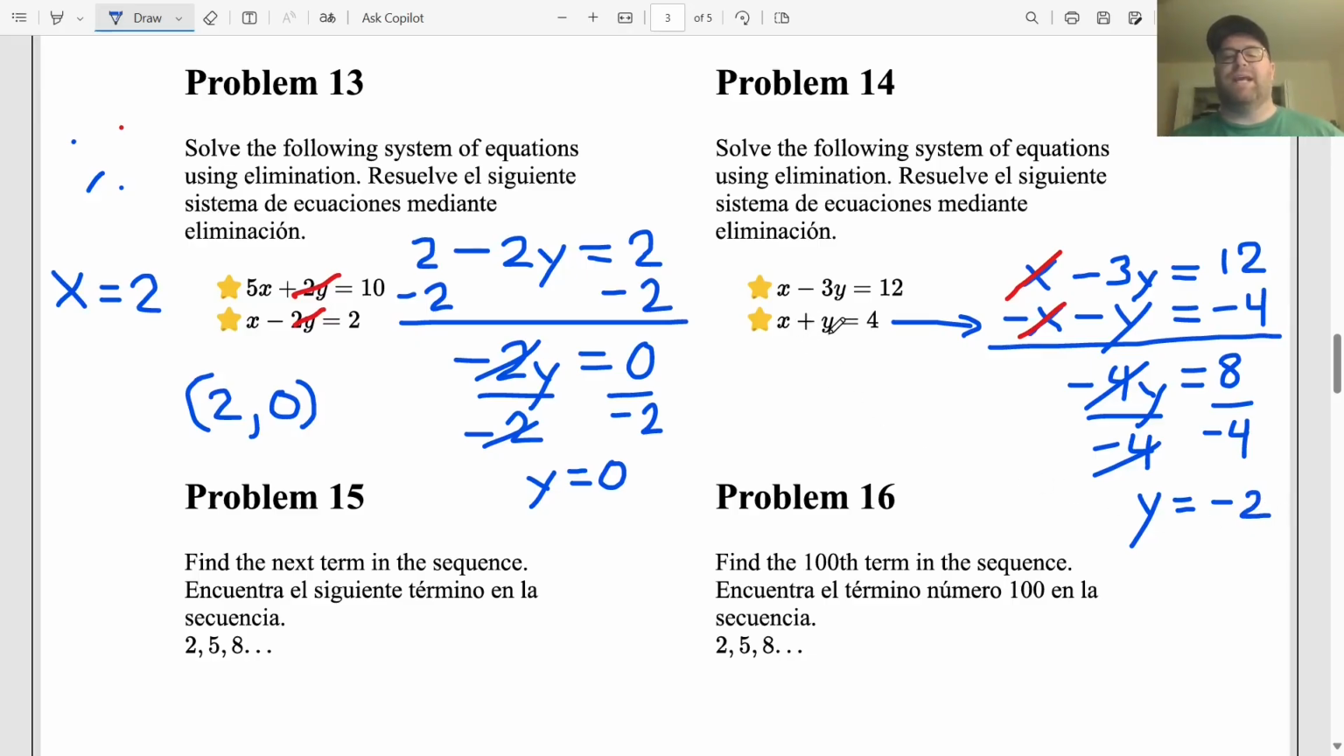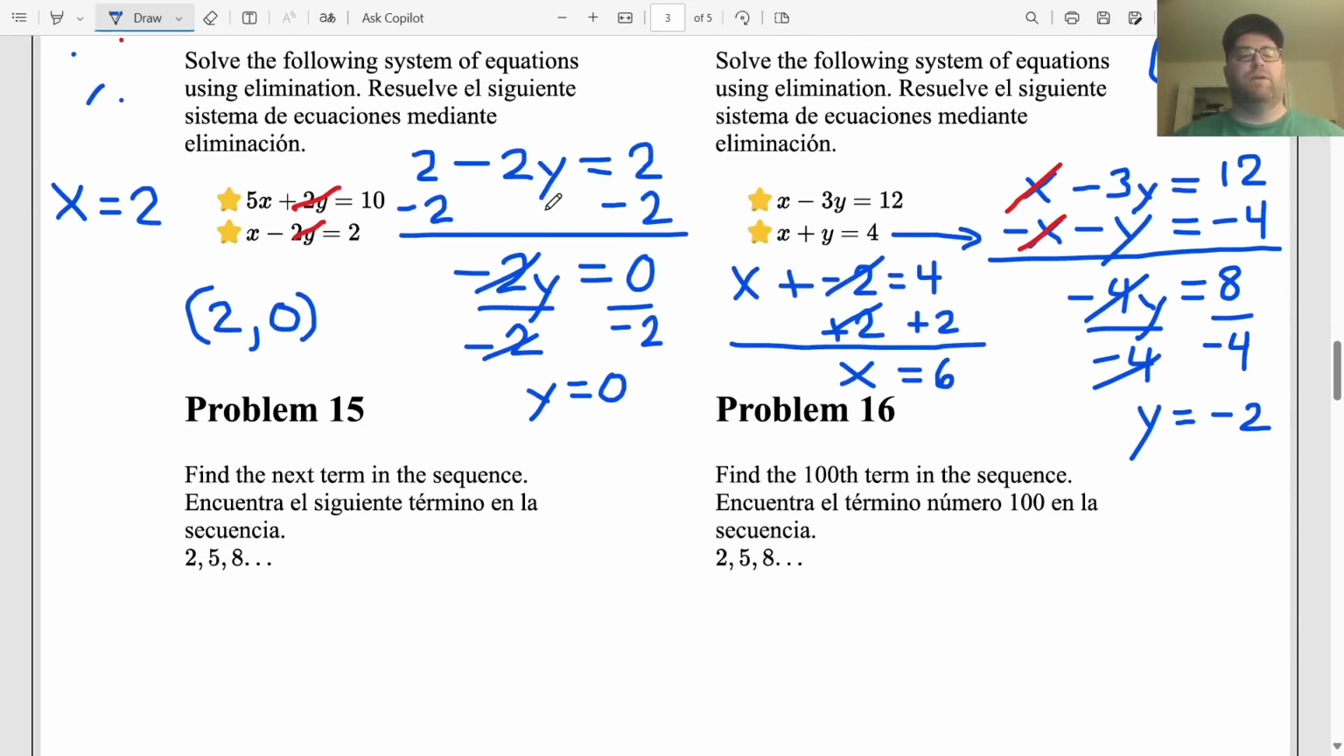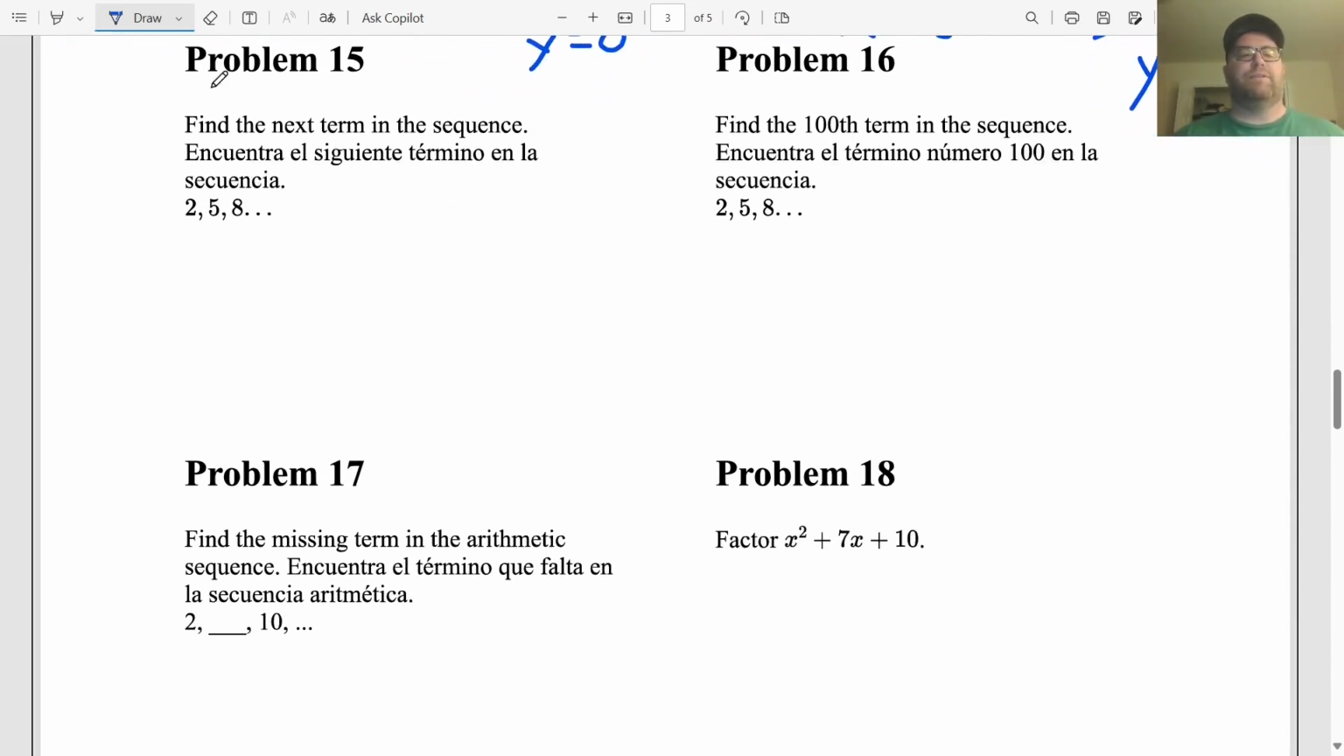Okay, now we have this equation, x plus y equals 4. So let's substitute in y. So x plus -2 equals 4. So to get rid of the -2, we have to add 2 to both sides. Two minus 2 is 0. These cancel, and we get x equals 6. So our solution here is going to be 6, -2. 6, -2 is our solution. Let's go do a couple more problems, and then we'll stop there.